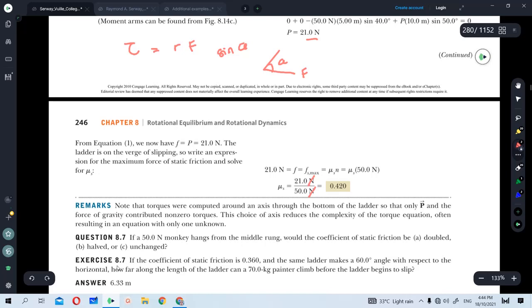Now, give a try at the exercise down below, whereby the coefficient is now changed or given as 0.36 and the angle changed into 60 degree, and you are asked at what distance will a painter be able to climb up the ladder before it begins to slip. Maknanya ada tambahan satu lagi berat iaitu 70 kilogram. Tukang cat panjat, berapa jauh dia boleh panjat along the ladder.